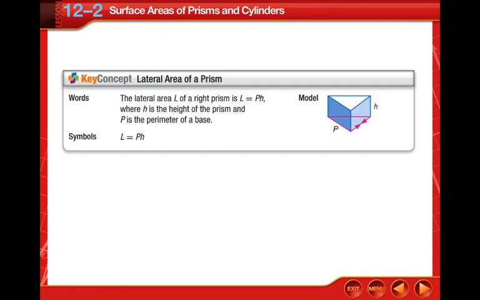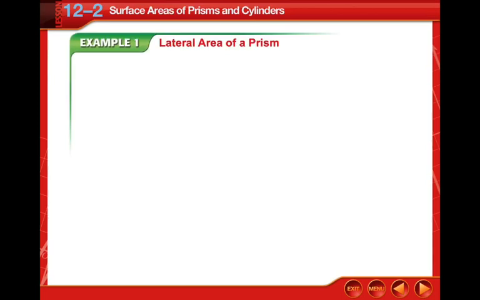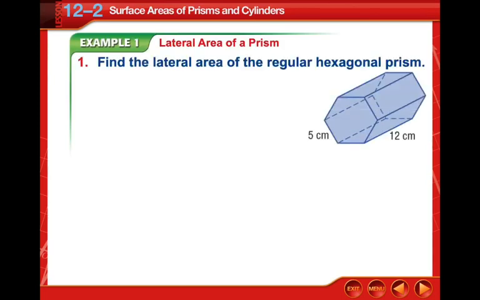Forgot to mention that. So lateral area of a prism is just the surfaces that are not the base of the prism. So you're finding the area of the surfaces that are not the base. So it's just the perimeter times the height of whatever the base is. So the perimeter of the base.